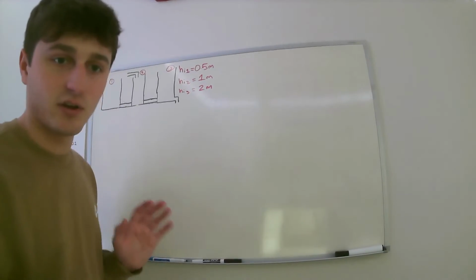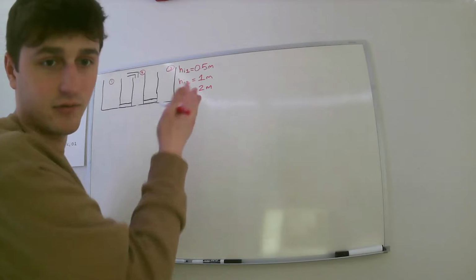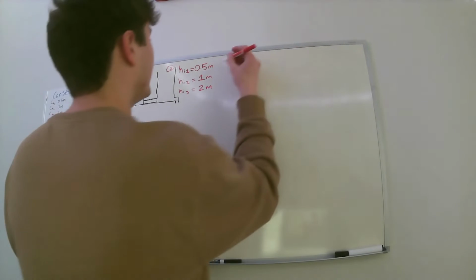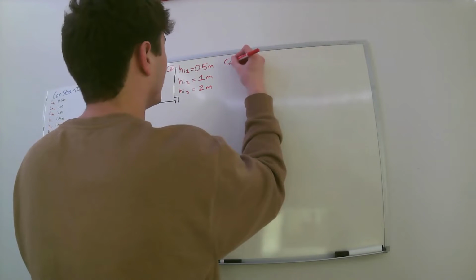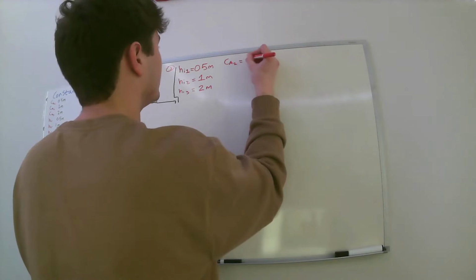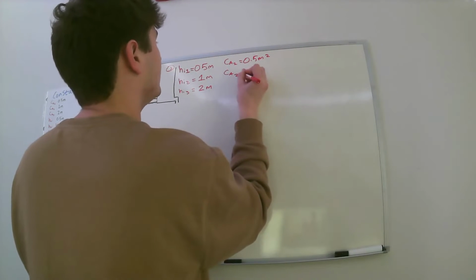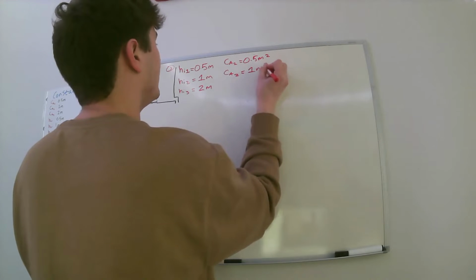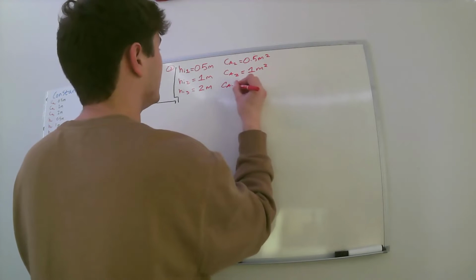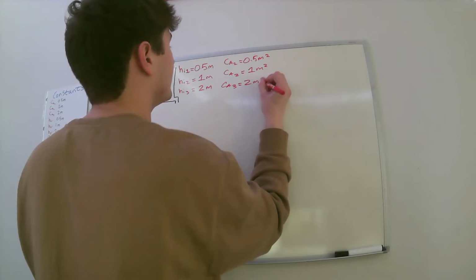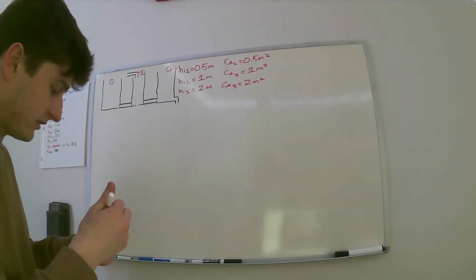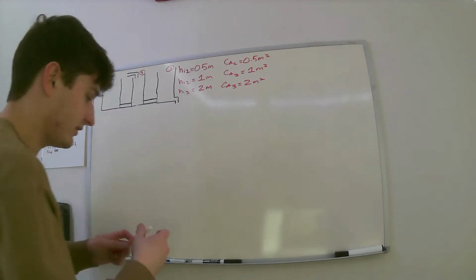So for these cross-sectional areas, it's the exact same value as the height, except it's meters squared as it's an area. So our cross-sectional area of 1 is equal to 0.5 meters squared. Cross-sectional area of number 2 is equal to 1 meter squared, and our cross-sectional area of number 3 is equal to 2 meters squared.